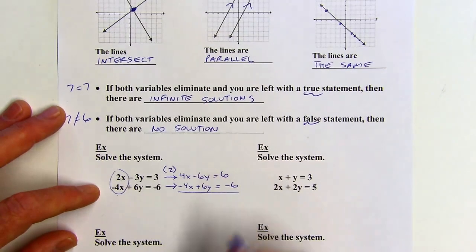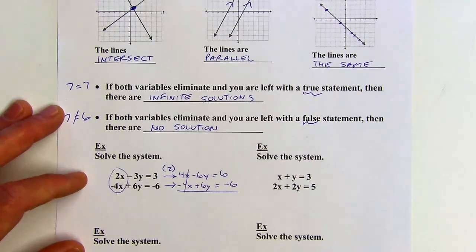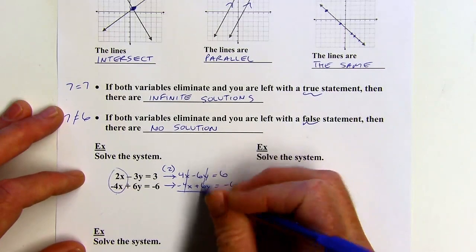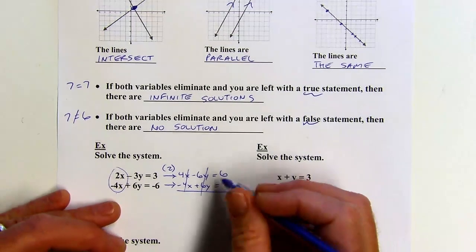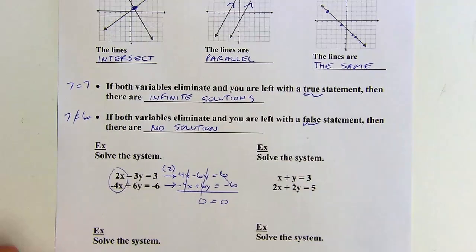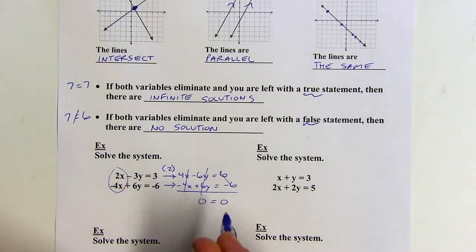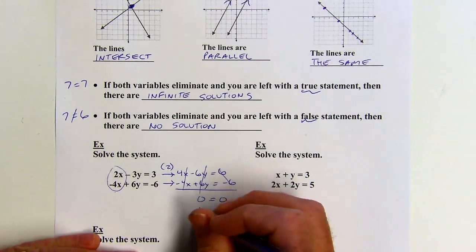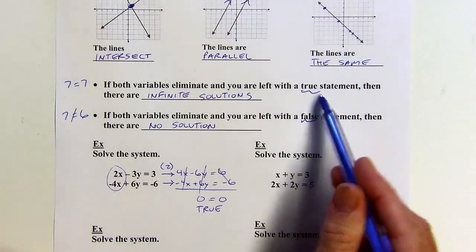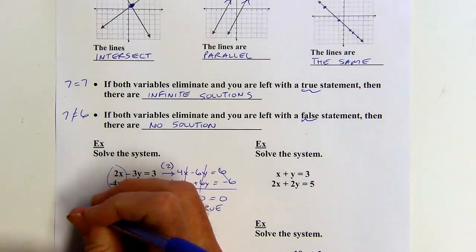Okay, and then when I add these together, the x's canceled just as I suspected, but the y's are also going to cancel, and even these constants cancel. So I'm left with 0 equals 0. That is a true statement. Okay, this is true, and that tells me, okay, if I've got a true statement, then I've got infinite solutions.